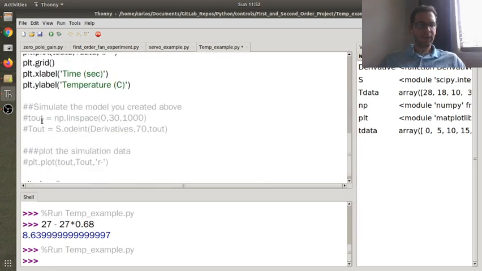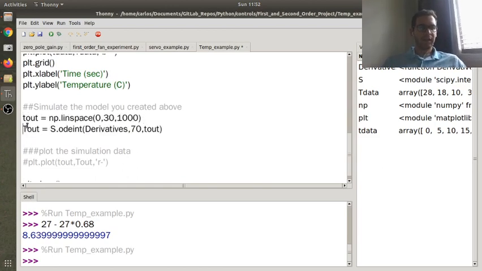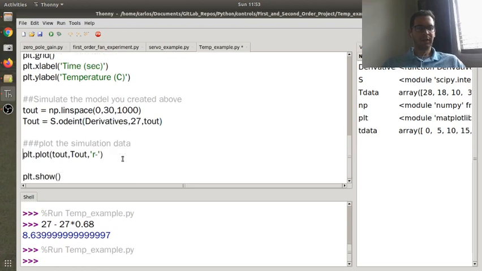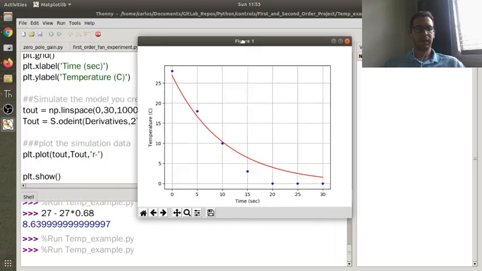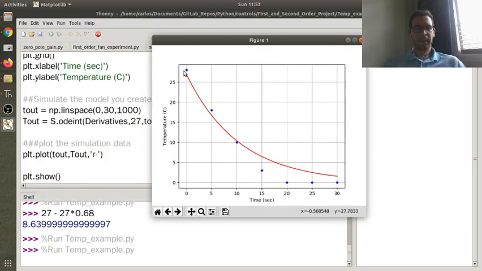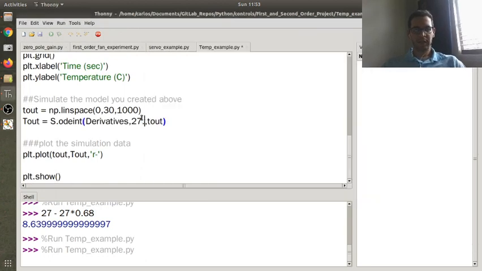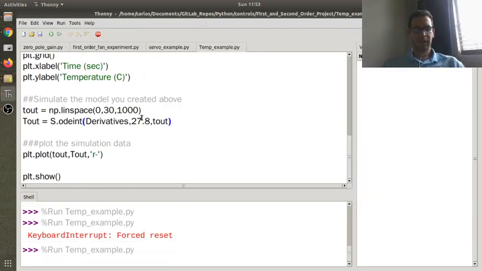Then down here you make a time vector where you go from 0 to 30 seconds with 1,000 points. You give it the derivatives routine and then the initial conditions, which was 27. Then you give it the time vector and it outputs the simulated data, T out. Then all you have to do is plot that simulated data on top. If we got our time constant right, that looks pretty good. It looks like our initial condition is a little off. This is like 27.8, so we can change this to 27.8.